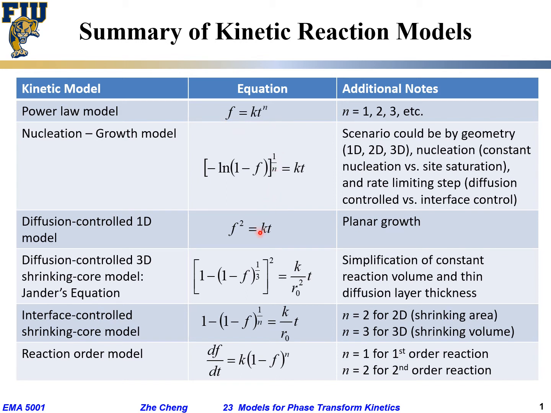Okay, similar for this one, the diffusion controlled one-dimensional growth. And the reaction order model, the derivative of the fraction of conversion with respect to time would be a constant times 1 minus f, the unreacted fraction, to the power of n for first order or for second order.